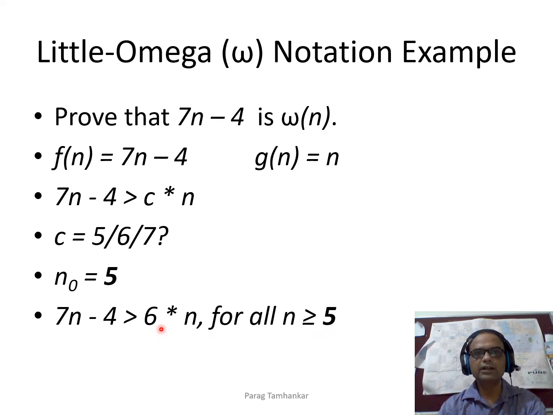Here also we are interested in choosing c which is as large as possible. You can't choose c as 7. If you choose c as 7, 7n minus 4 would never be greater than 7n because of this minus 4 term, right? So this was about little omega notation.